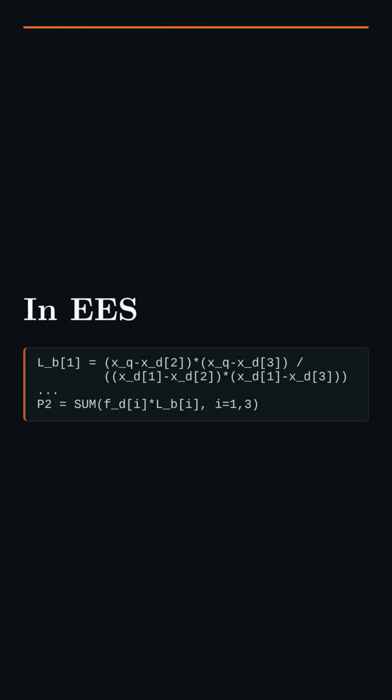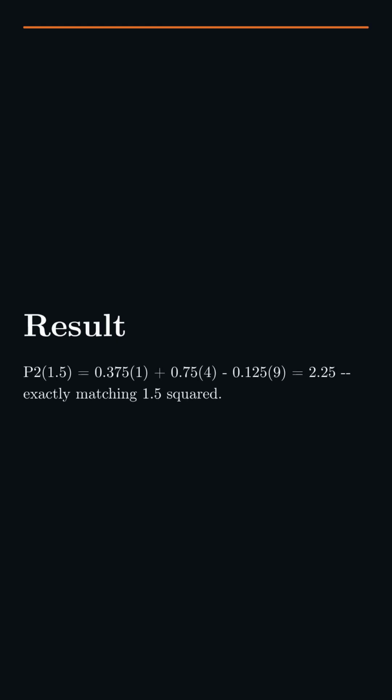Here's the same calculation in EES. Build each basis term with the product formula, then sum f times L over all 3 points. And the result, P2 at 1.5 comes out to 2.25, exactly matching 1.5 squared. A quadratic Lagrange polynomial is exact for quadratic data.